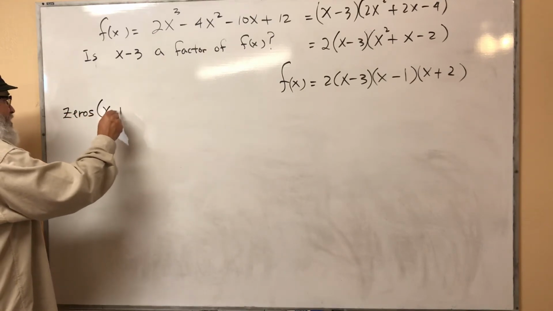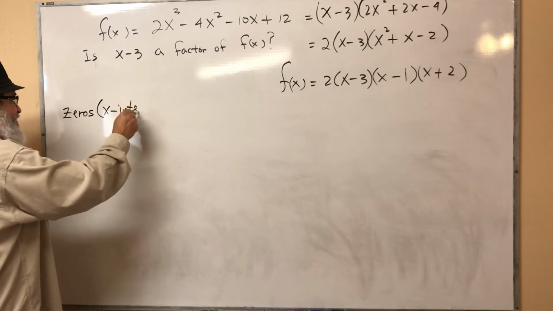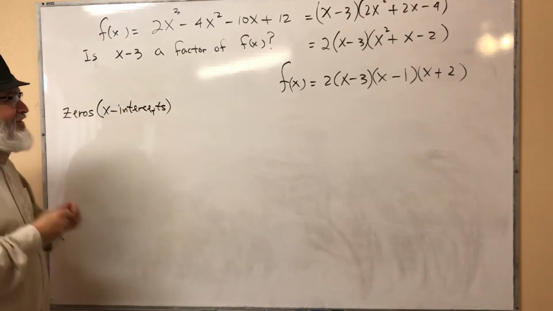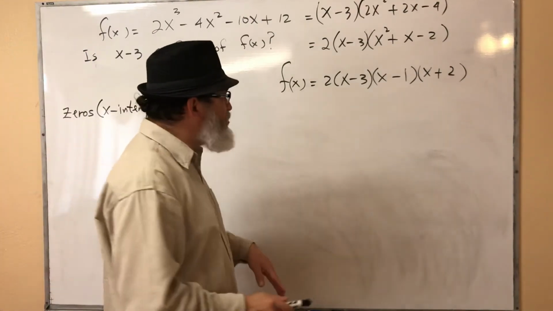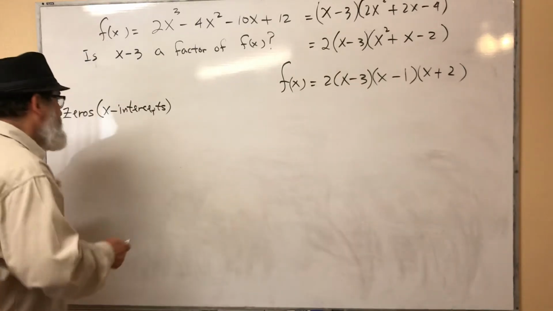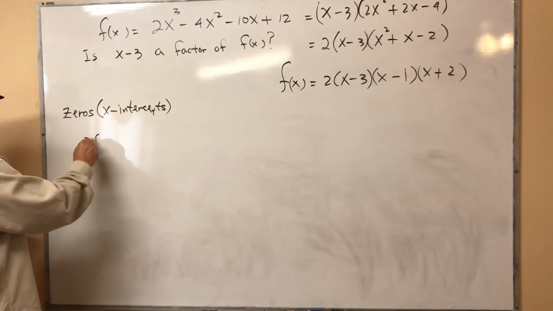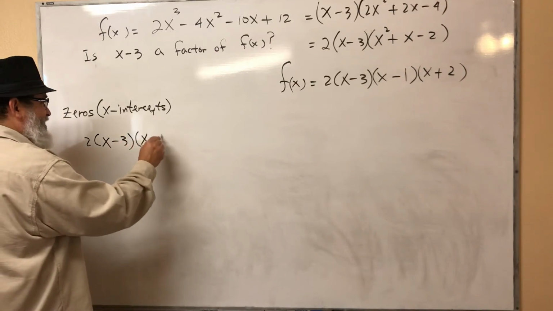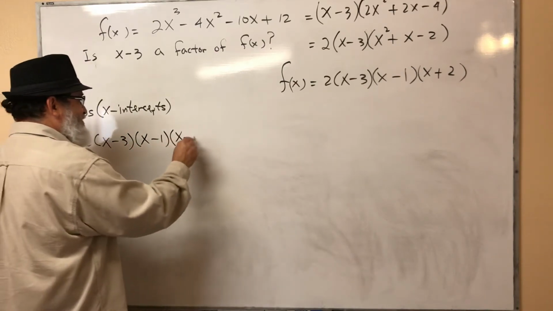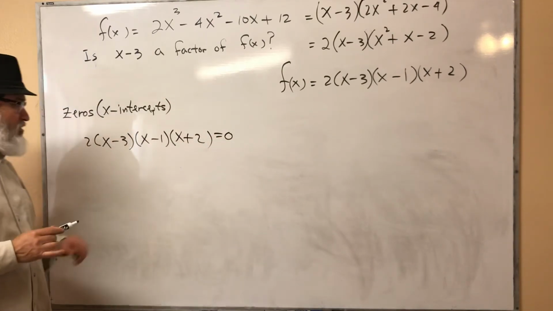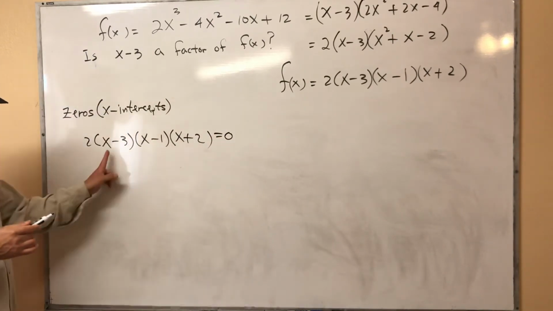Or x-intercepts. Look, how do you find all the zeros? Well, you set this equal to 0. 2 times (x minus 3) times (x minus 1) times (x plus 2) equals 0. These are all the x-intercepts.